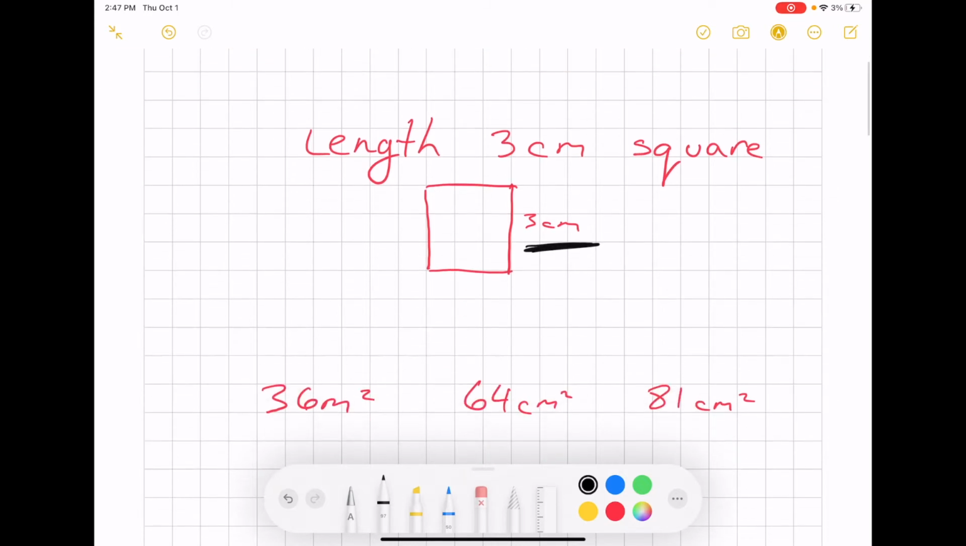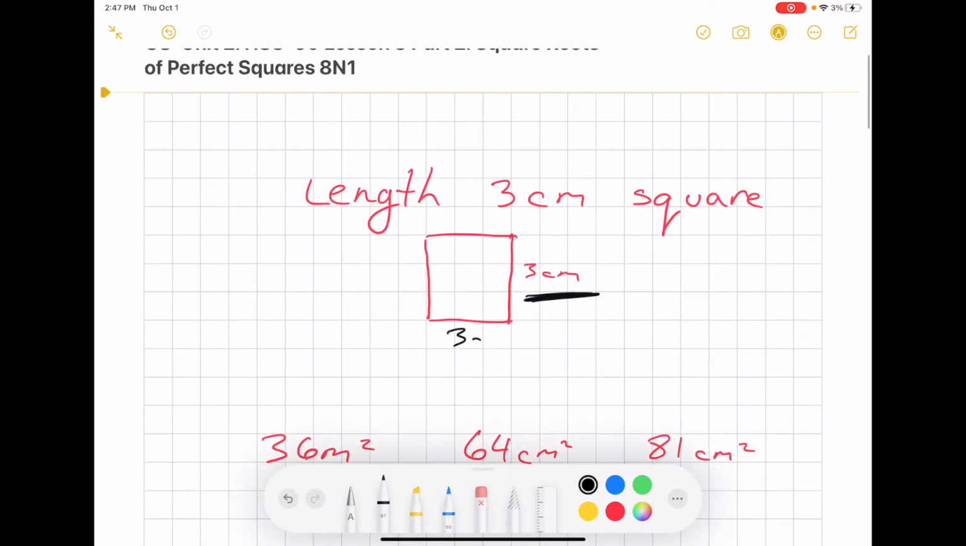Okay, so if you notice, a square has equal sides, right? So I know that it's 3 centimeters times 3 centimeters, and the area is 3 centimeters squared. Okay, so what if I know that the area of the square, oops, I just realized I did this wrong, is 9.